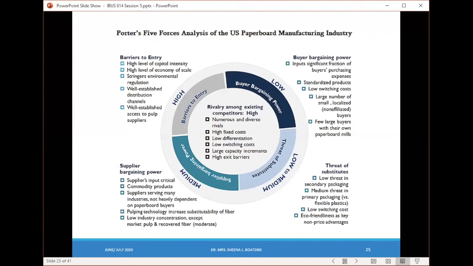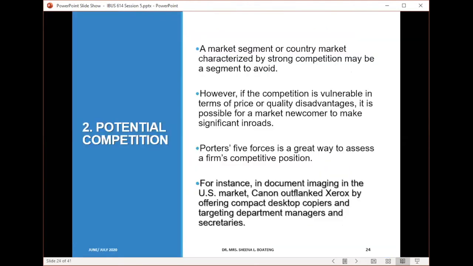But above all, it says that the rivalry among existing competitors is very high. There are numerous and diverse rivals, high fixed costs, low differentiation, low switching costs, all of which are a recipe for disaster for a firm that is now entering a market and trying to find their feet. So for me, looking at this Porter's 5 forces analysis for this industry, if I were a business owner in this industry, I would not enter the US market because everything as is explained here is already designed to set you up to fail.